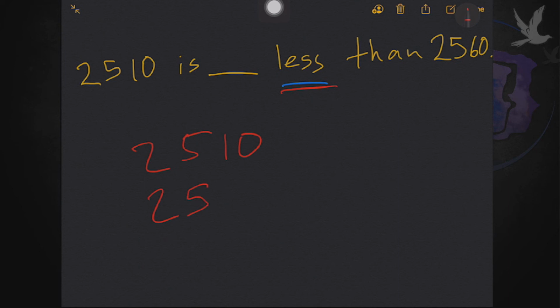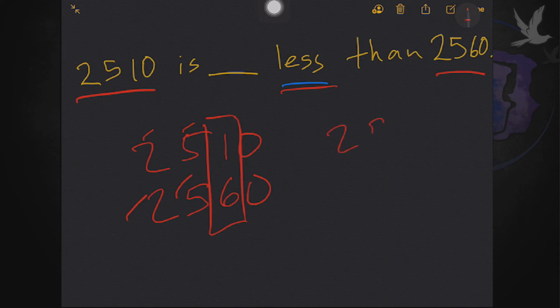2,510 and 2,560. So, comparing these two numbers. You have 2 and 2 the same, 5 and 5 the same, but we have a difference now here, 1 and 6. Obviously, 6 has a bigger value than 1. So, which means 2,560 should be written first, minus 2,510. Okay? 0 minus 0, 6 minus 1, or 6 take away 1 will give you 5.